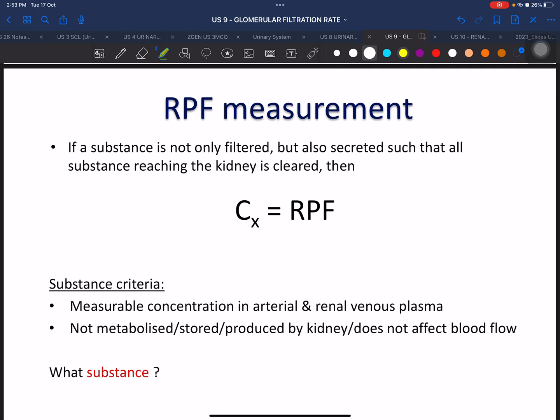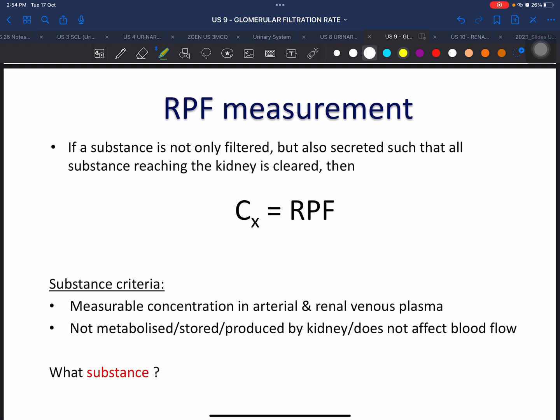Again, if you take one substance to measure, the character of this substance is that it is all filtered, and whatever is not filtered will be secreted, so everything goes into the tubules and then is excreted, cleared in total. So we can say that the clearance value of substance X is equivalent to renal plasma flow.